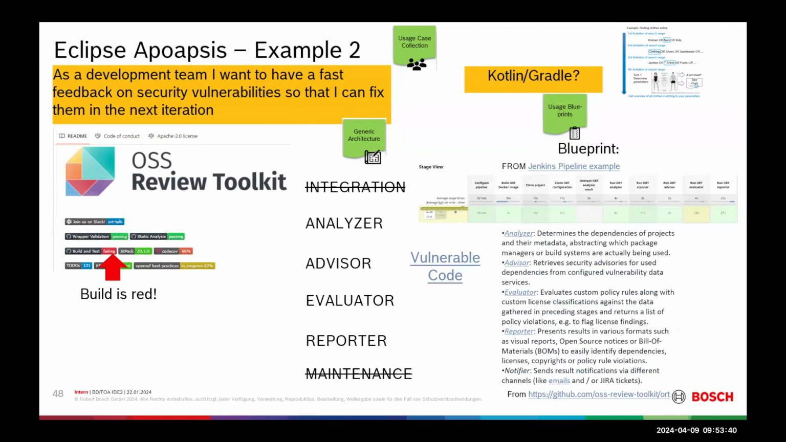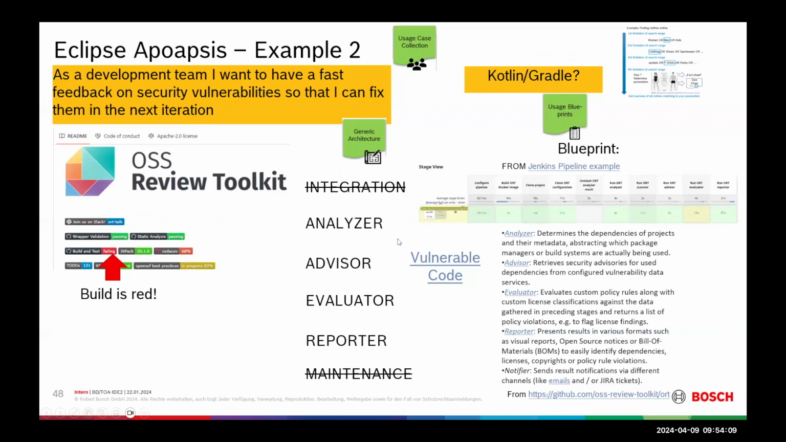to show that there might be a difference with another fact sheet, here I took the OSS-REVIEW toolkit itself, right? So here I also, as a team, want to have this fast feedback, right? But here in my fact sheet, I can see, well, I'm not a Yocto Bitbake project. Here I'm a Kotlin Gradle project. But nevertheless, I also have a blueprint.